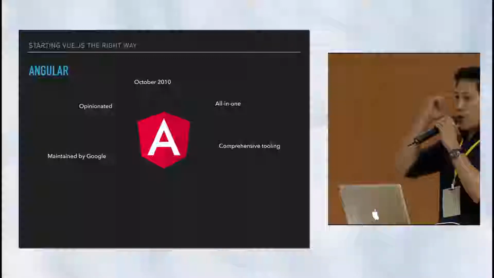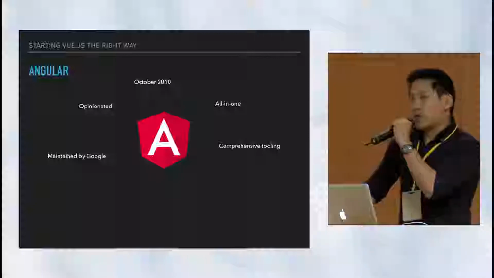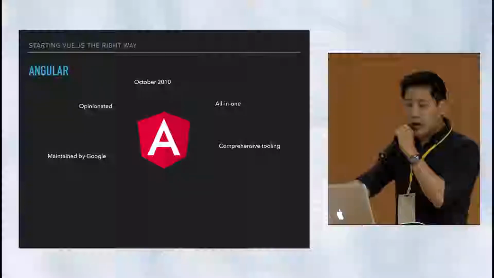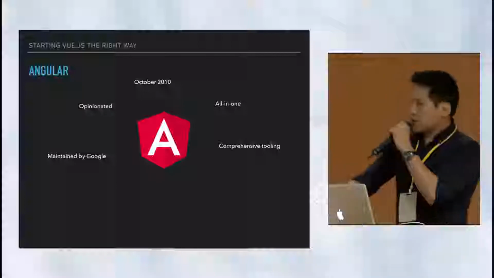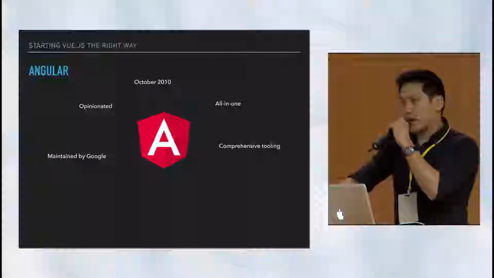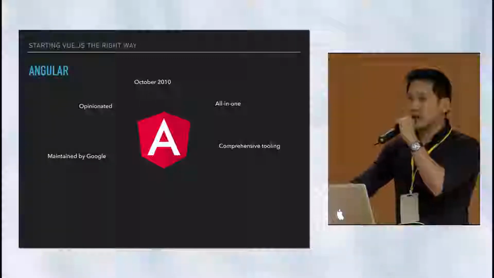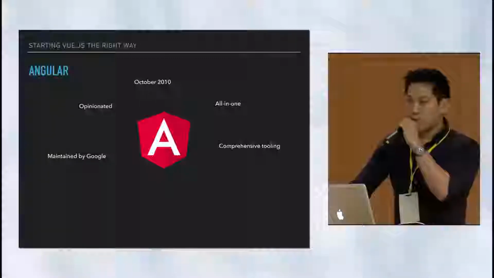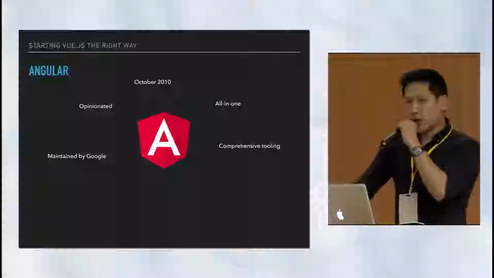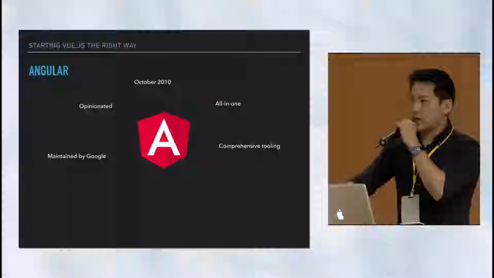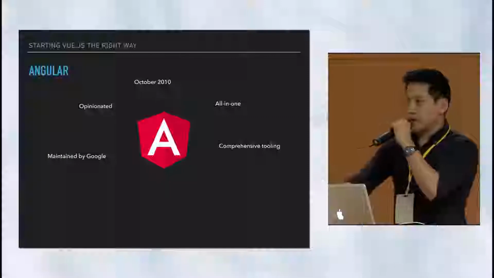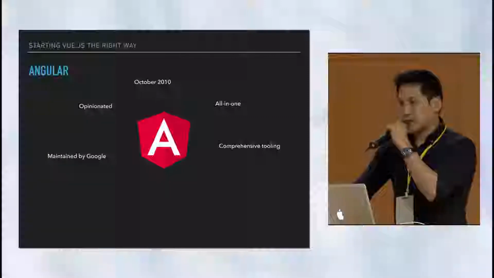So, as you all know, Angular is a very famous framework that we're using right now. It was released in October 2010 and it's currently maintained by Google. When it came out, it advertised itself as an all-in-one framework. But the thing about Angular is that it is extremely opinionated. It wants you to do things in a specific way. Sure, it has comprehensive tooling, but when we started out looking at tools to solve our problems, immediately we rejected Angular because of the reasons you'll see later, but mainly because it is too opinionated.